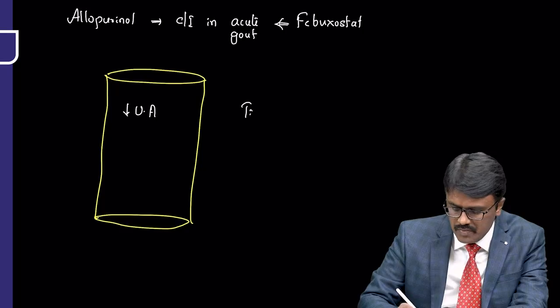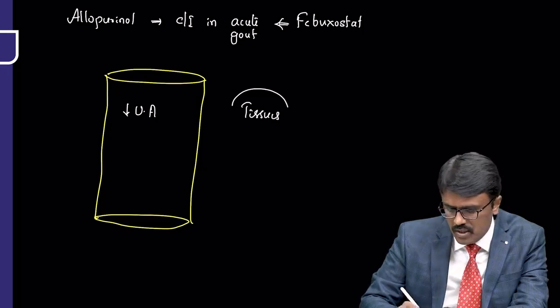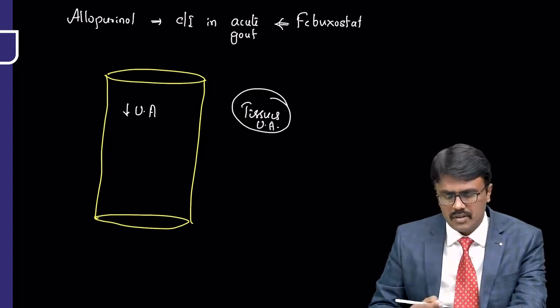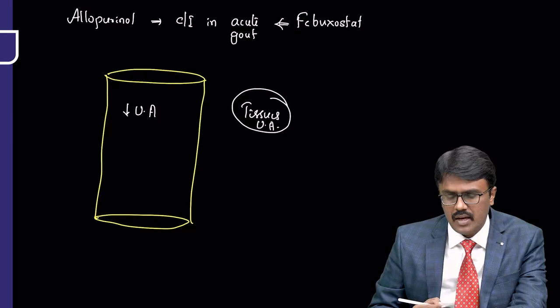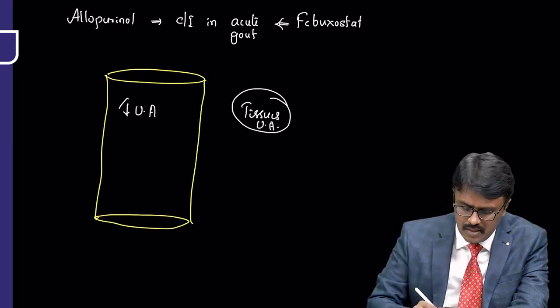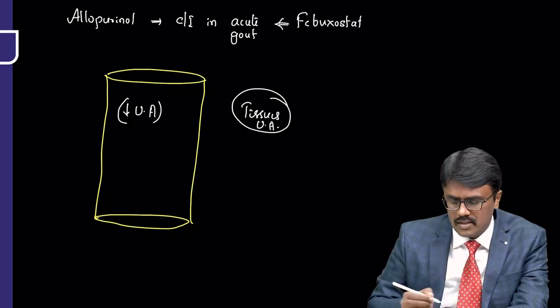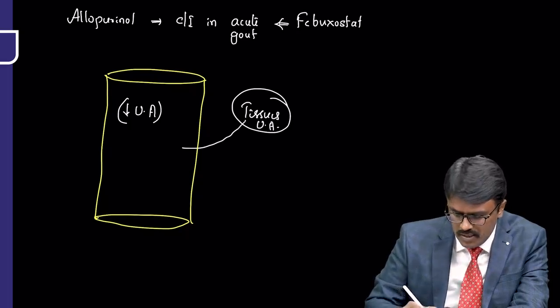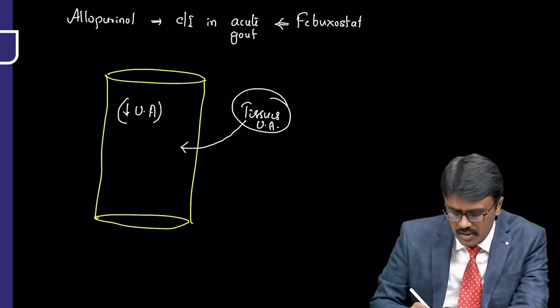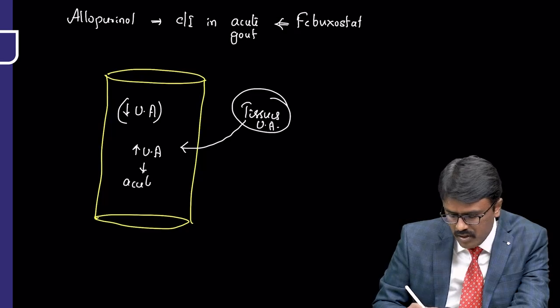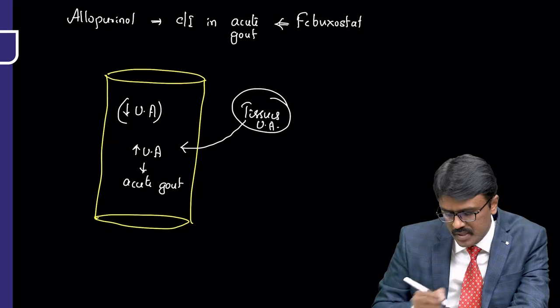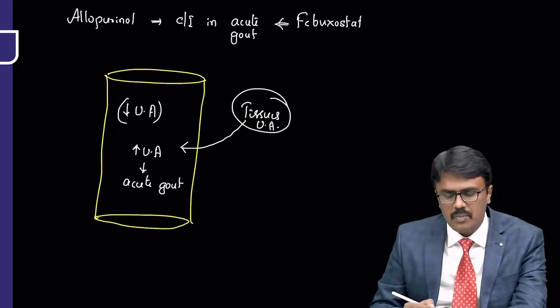Now the tissues will be storing the uric acid. So uric acid will be stored in the tissue. That's what is chronic gout. Now when we use it in acute gout, the uric acid is high. And what happens when you use allopurinol? Uric acid decreases. Now when the uric acid decreases, the tissue stores will release the uric acid again into the circulation. So suddenly the uric acid increases and there is a chance of acute gout getting precipitated. So that's the reason allopurinol or febuxostat should not be used in acute gout.